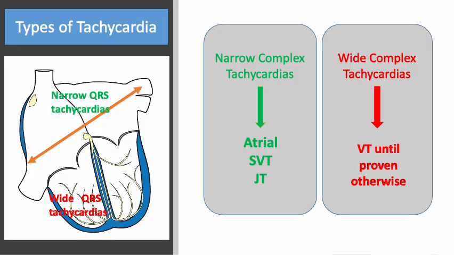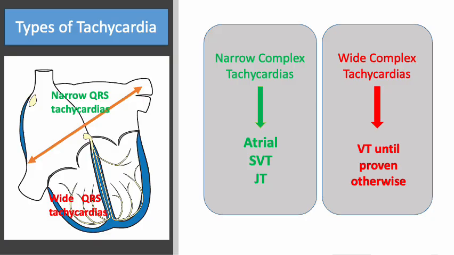So from an EP perspective, my brain functions in a pretty simple hierarchy. When I think about types of tachycardia, I think about narrow complex tachycardias, which are above the level of the AV node, or I think about wide complex tachycardias that are below the level of the AV node.